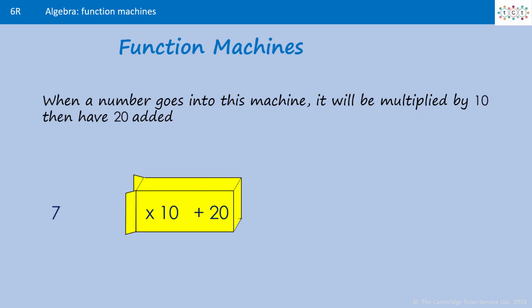A little bit more to this one. This time we're going to put in 7, and while it's in the box it'll be multiplied by 10 and then have 20 added to it. So 90 is going to be the output.